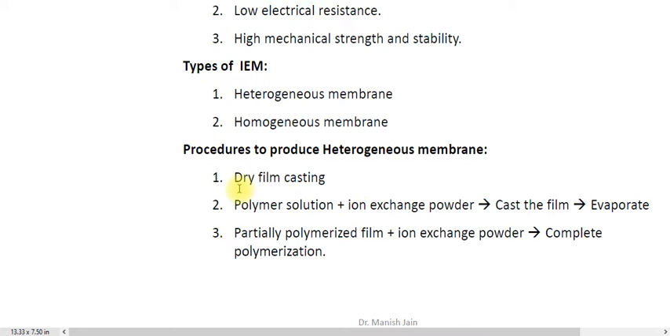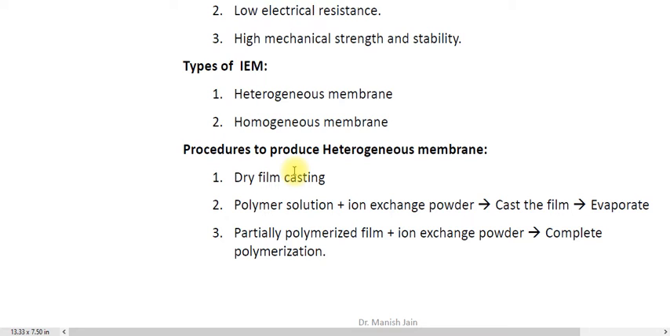three different methods. First is dry film casting. In dry film casting, you take a powder of the polymer and a powder of the ion exchange material, mix the powders, and go for the compression and sintering process. You can make an inorganic ion exchange membrane easily by using this process. So this process is generally used when you make an inorganic ion exchange membrane.